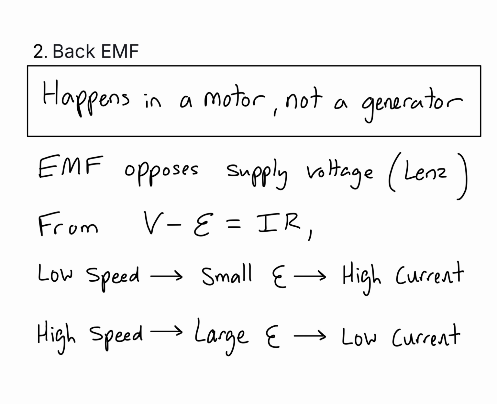But there's something we need to consider. Back EMF. Run a motor and the coil is spinning in a field, which, by everything we just said, generates an EMF of its own. And by Lenz's law, that EMF is opposing the supply voltage that's driving it. So from V minus epsilon equals IR, when the motor is just starting, there's little back EMF, so the current is large. Once it's up to full speed, the back EMF is large and the current drops right down. That's why a motor draws a huge current at the moment you switch it on, and much less once it's spinning. And that's why starting a motor is when things trip.